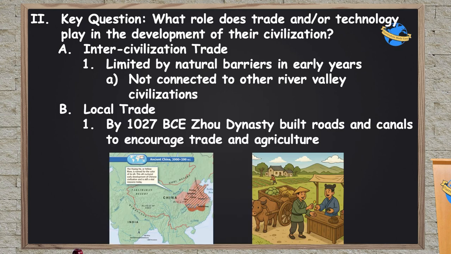As a result, they turned to more intra-civilization trade, so local trade. It's the Zhou dynasty in 1027 BC, which overthrew the Shang dynasty before that, that really starts to promote this local trade by building roads and canals, encouraging people to trade with each other within their dynasty, and helping promote agriculture and farming through this trade. Because you'd grow more because you know you can get to the next village over to sell it. And so that's kind of one thing that the Zhou dynasty brought to the table.